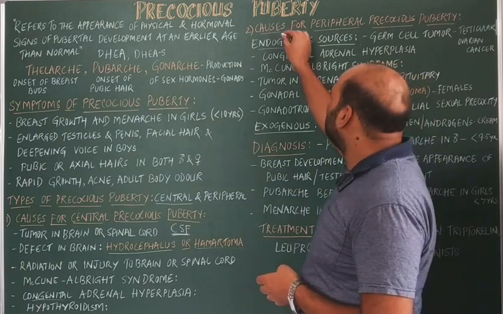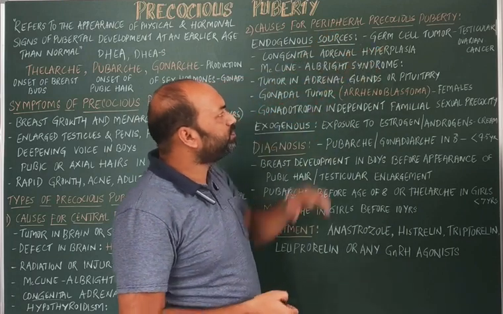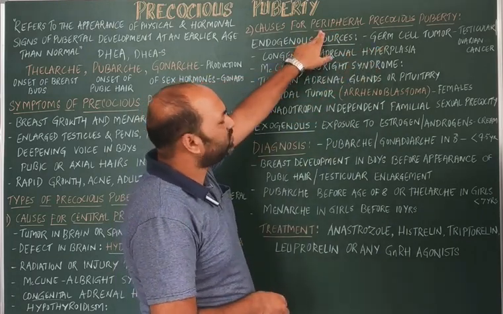The next one is the causes of peripheral precocious puberty. Now what actually is peripheral?